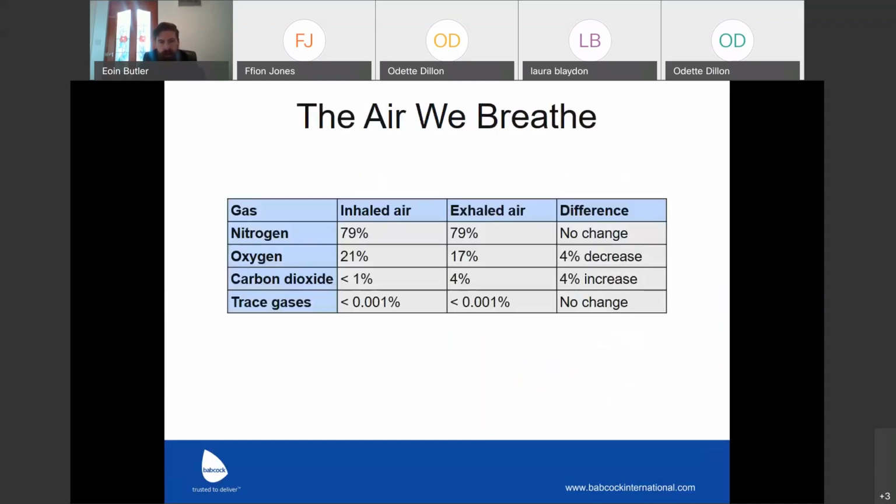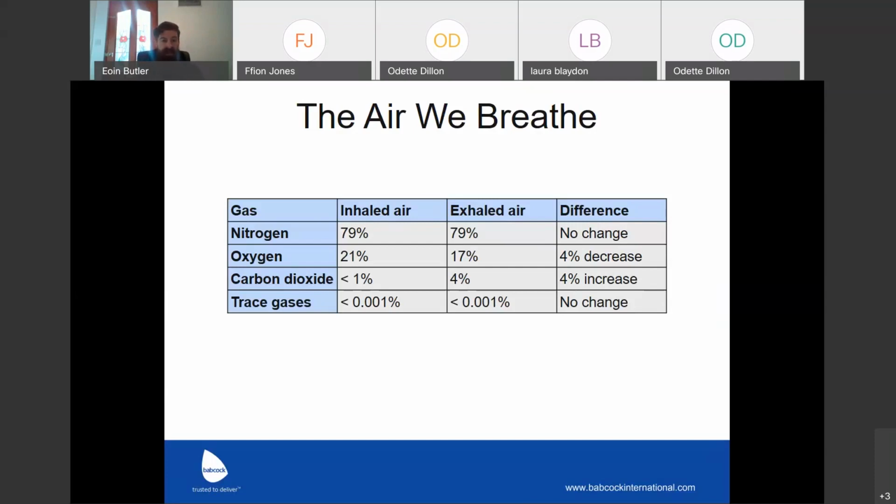So the gases that come in, inhaled air, and gases that come out, exhaled air, and the percentage difference in the amount that we retain and that we exhale. The amount of nitrogen that we breathe in is 79% of the air. We breathe out all of that 79% nitrogen, so there's no change in the amount that's retained. Of the air that we breathe in, 21% is oxygen, and the air that we breathe out, 17% is oxygen. So there's only a 4% decrease. We only really retain 4% of the oxygen that we breathe in.